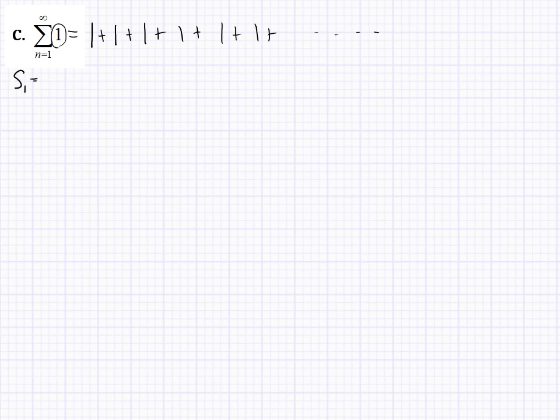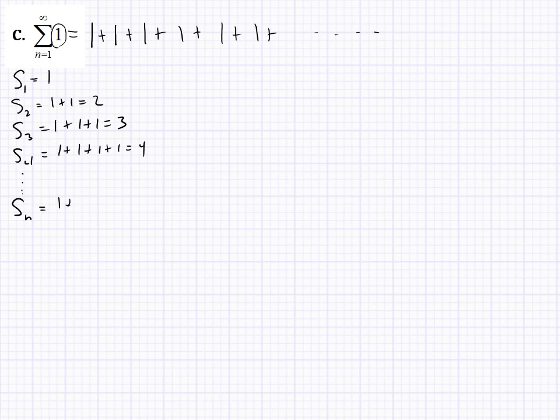What's the first partial sum? Well, it's 1. What's the second partial sum? Well, it's 1 plus 1, so 2. What's the third partial sum? 1 plus 1 plus 1, 3. What's the fourth partial sum? 1 plus 1 plus 1 plus 1, 4. So if I said, all right, what about the nth partial sum? If I had the first n terms, 1 plus 1 plus 1, I'm going to do that n times, right? So the sum would be n.